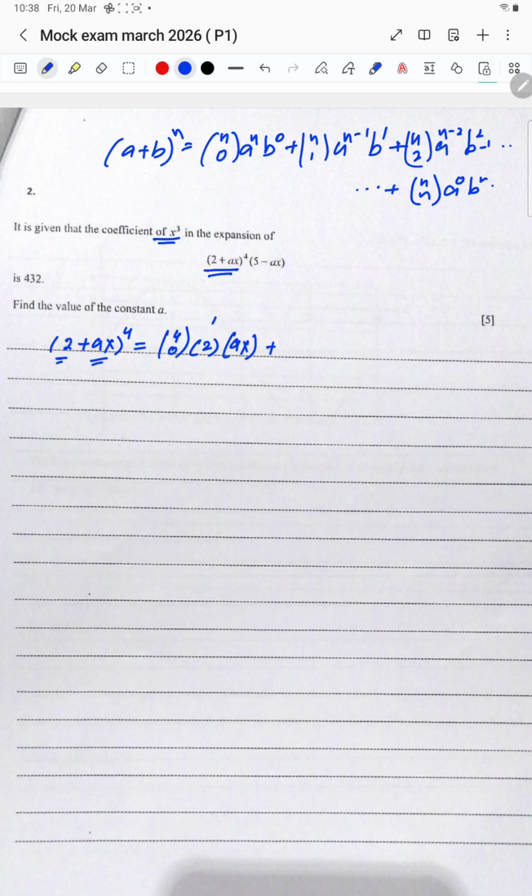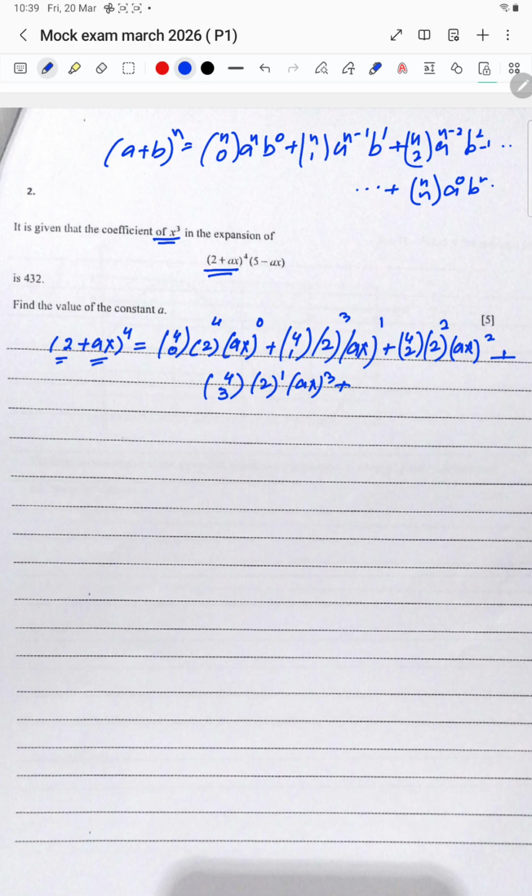So 4C0 a^4 b^0, 4C1 a^3 b^1, 4C2 a^2 (ax)^2, plus 4C3 a^1 (ax)^3, plus 4C4 2^0 (ax)^4. This is the final expansion. Now use the calculator to find the solution.